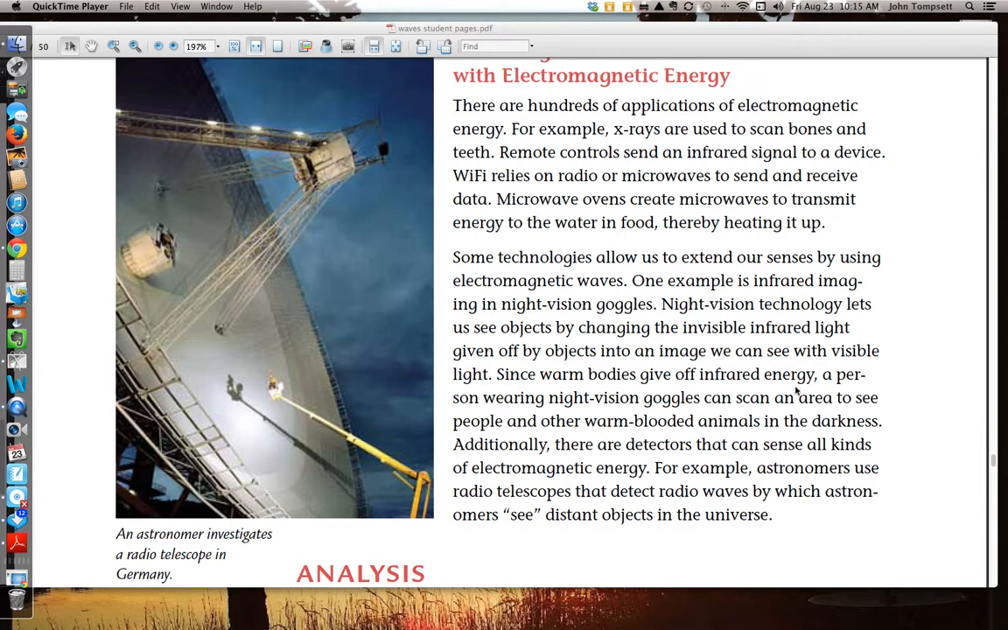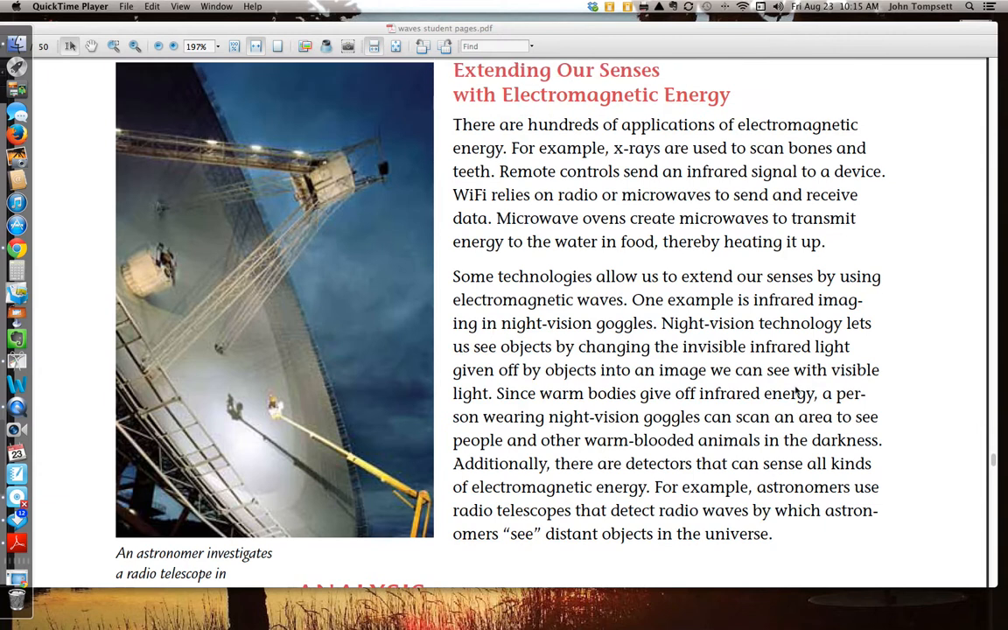So this last section is extending our senses with electromagnetic energy. There are hundreds of applications of electromagnetic energy. For example, X-rays are used to scan bones and teeth. Remote controls send an infrared signal to a device. Wi-Fi relies on radio or microwaves to send and receive data. Microwave ovens create microwaves to transmit energy to the water and food, thereby heating it up.